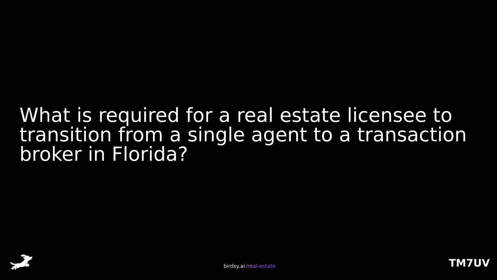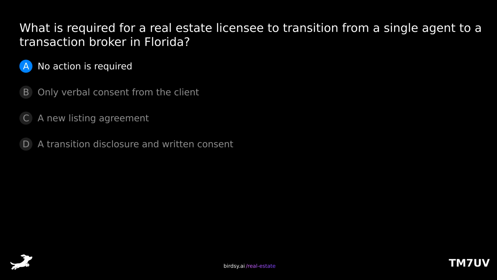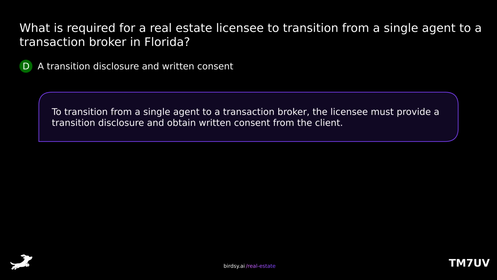What is required for a real estate licensee to transition from a single agent to a transaction broker in Florida? Is it A, no action is required? B, only verbal consent from the client? C, a new listing agreement? Or D, a transition disclosure and written consent? The answer is D, a transition disclosure and written consent. To transition from a single agent to a transaction broker, the licensee must provide a transition disclosure and obtain written consent from the client.